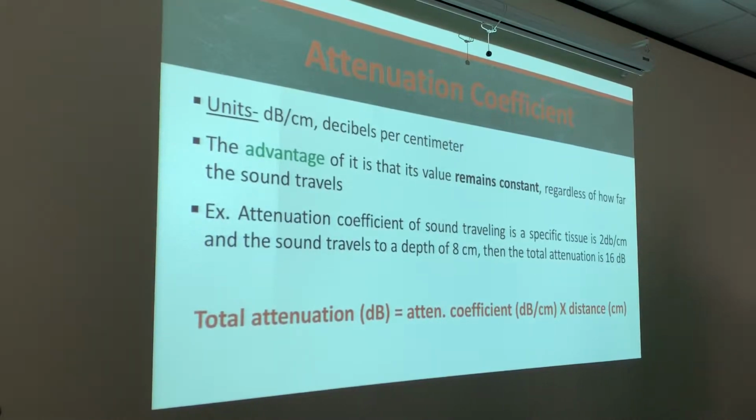Do I need to put it on the board, guys? Anybody need to see it on the board? Please speak up if you need to see it. Don't let the nose discourage you, please. 40. It's going to be 40. Exactly. It's going to be 40 decibels of total attenuation.